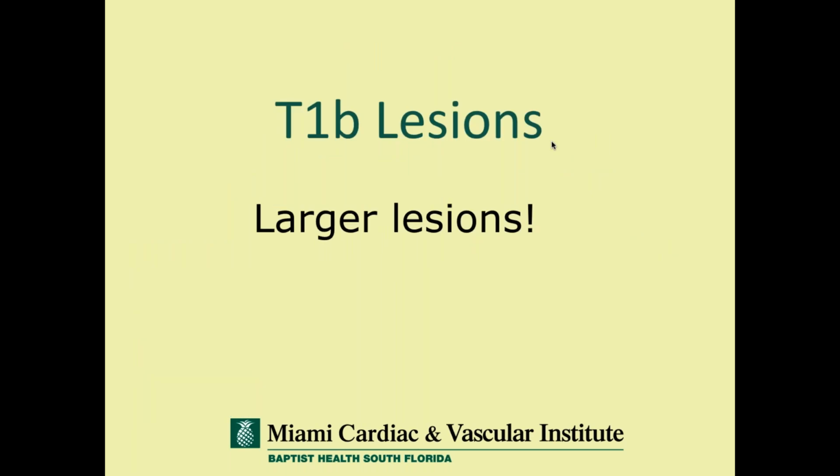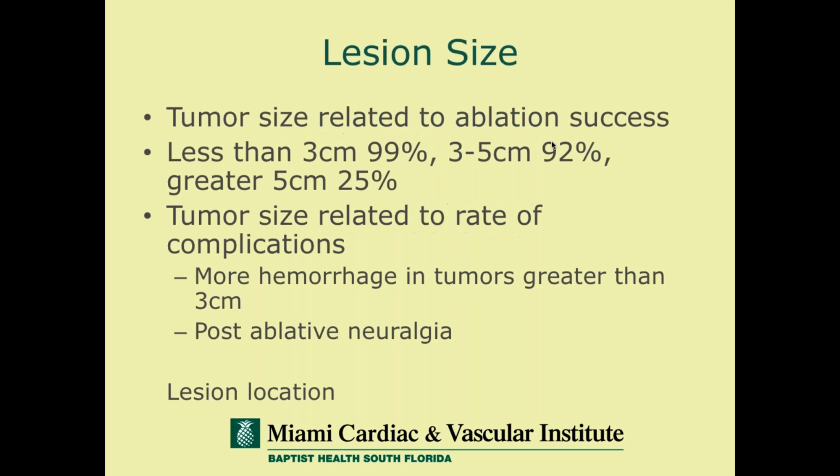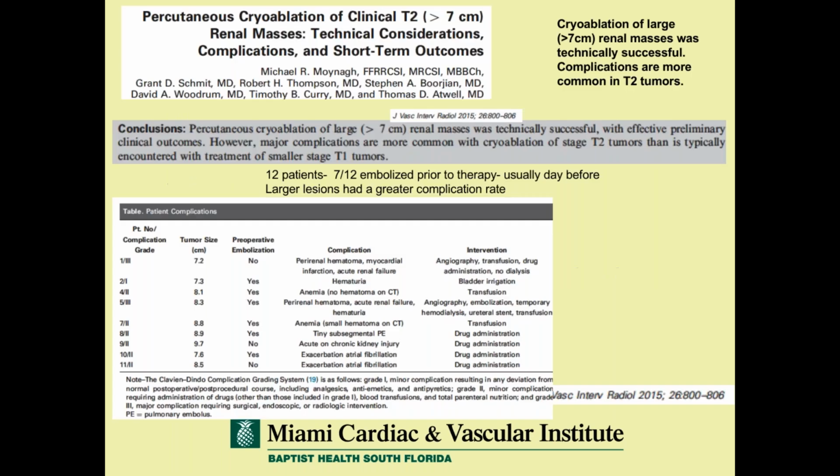What about T1B lesions? So now lesions 4 to 7 centimeters. I think this is important because as you start getting bigger, your results start going down. So at 3 to 5 centimeters, you're looking at 92%. Greater than 5 centimeters, your results in terms of treatment are only 25%. But also important is that as these tumors get larger, you have a lot more complications, whether it's bleeding, nearby structures, or post-operative neuralgia, because you have the nerves surrounding the kidney, and radicular type pain. So this is really important when you start looking at larger lesions.